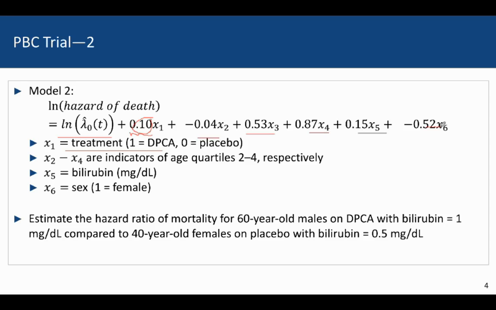And similarly, you could take the natural log of the adjusted hazard ratios for each of the other predictors to get these slopes. So let's estimate the hazard ratio of mortality for 60-year-old males in the drug group on DPCA with bilirubin equal to 1 compared to 40-year-old females on the placebo arm with bilirubin equal to 0.5 milligrams per deciliter.